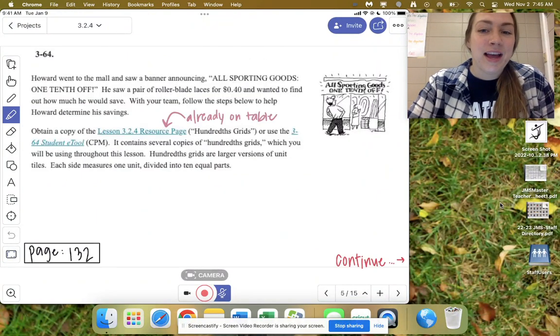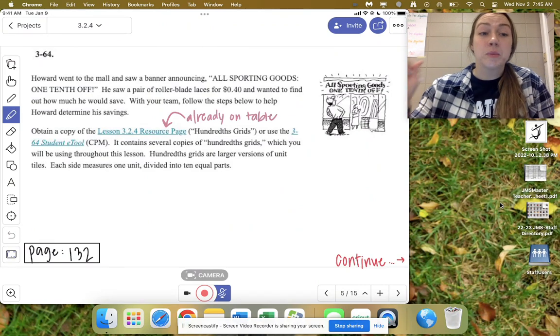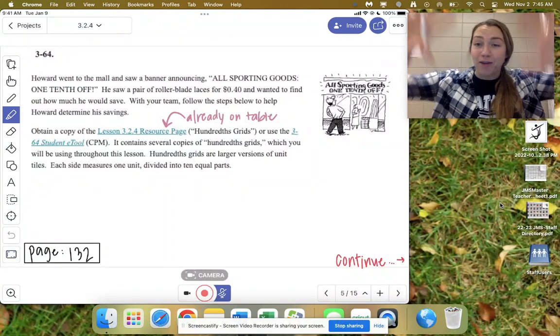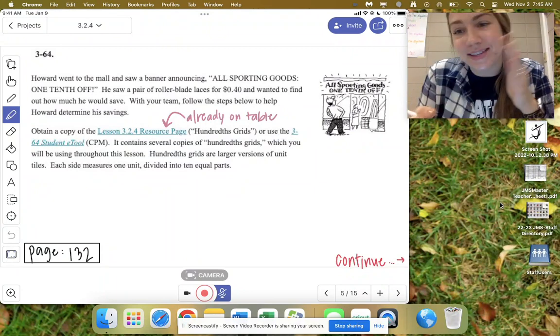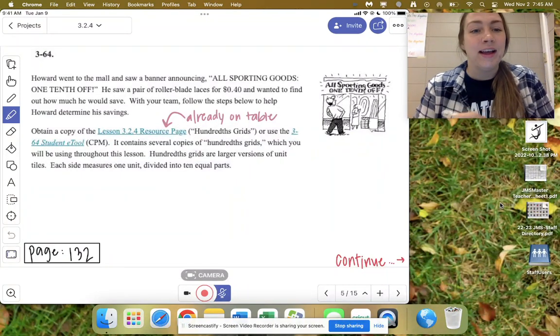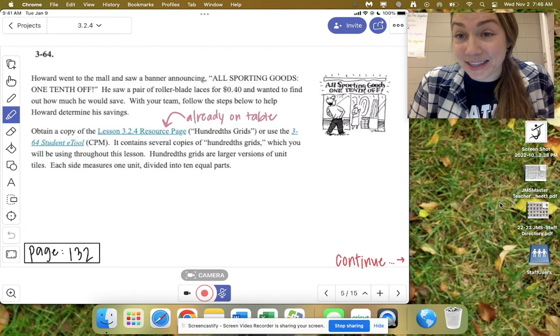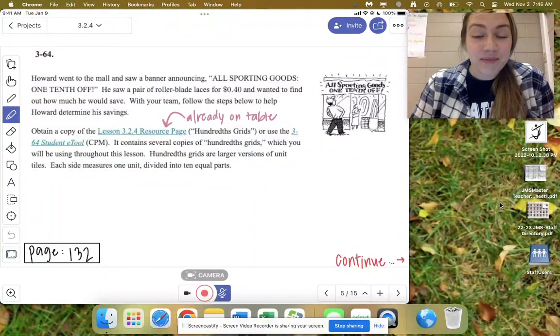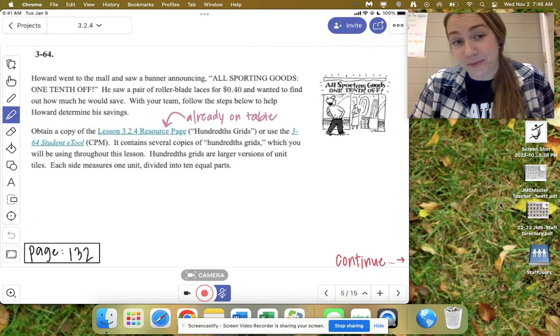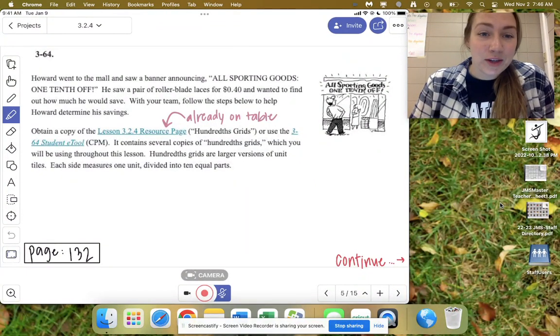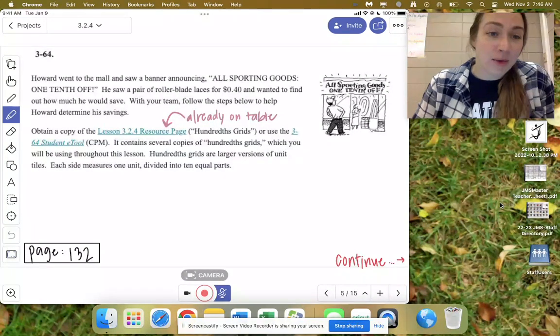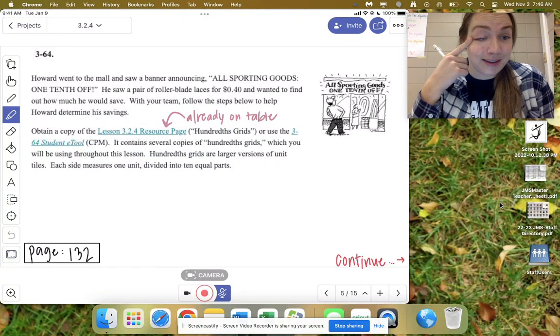All right, 64. Our good old friend Howard went to the mall and saw a banner announcing all sporting goods 1/10 off. No store does that, but this is math, so we're going to go with it. He saw a pair of rollerblade laces for 40 cents. What a steal. And he wanted to find out how much he would save, because don't we all? With your team, follow the steps below to help Howard determine his savings.